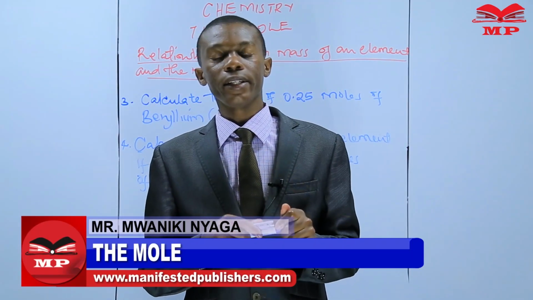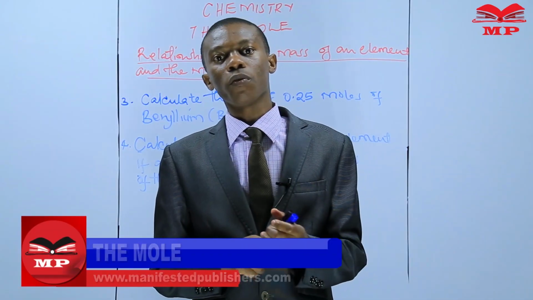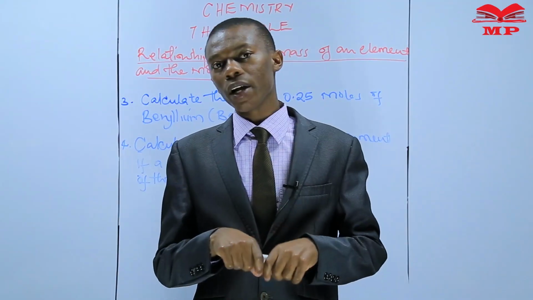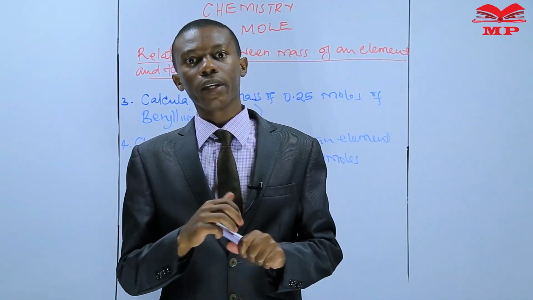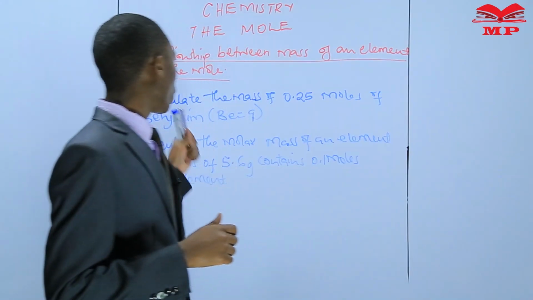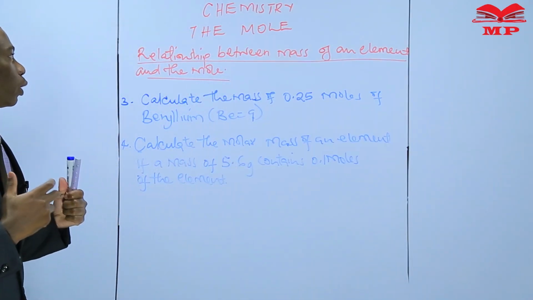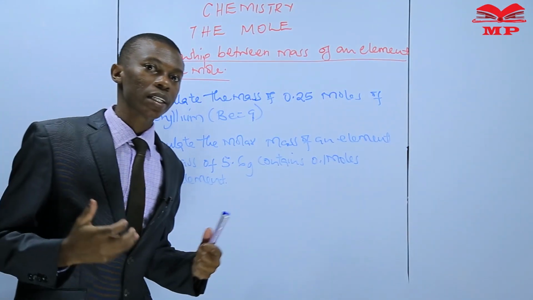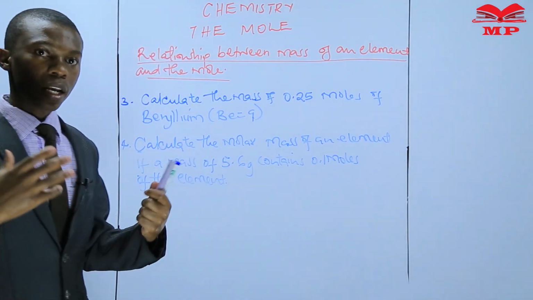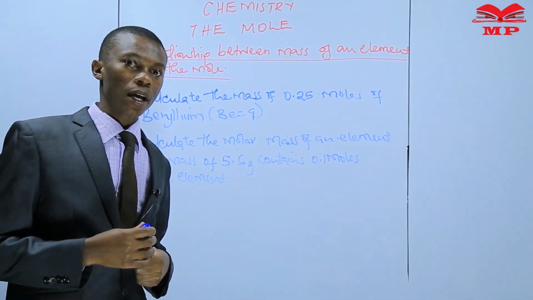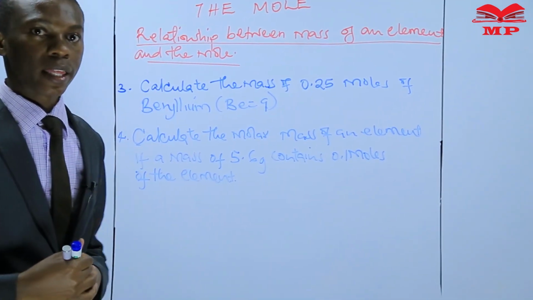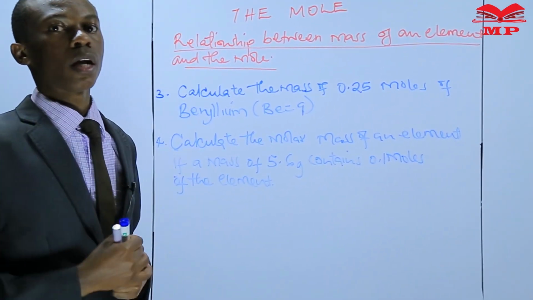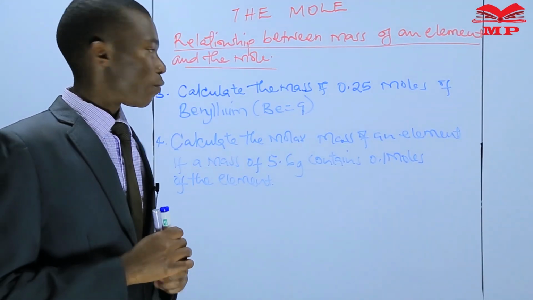We are still learning chemistry form 3, and the topic is the mole. If you remember in the previous lesson, we were discussing the interconversion between the mass and the mole, or the relationship between the mass of an element and the mole. I left you 4 questions. I hope you've done the 4 questions. But in this lesson, I want to guide you through question number 3 and 4.